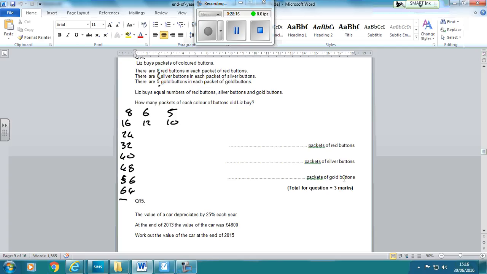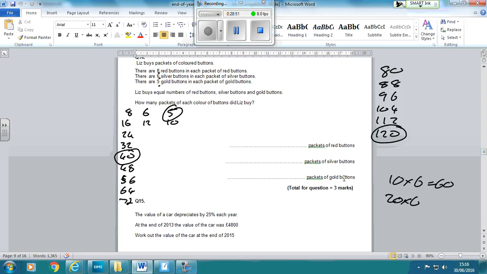56, 64, 72, 80. Now, 5, I mean, it's probably best to think about the 5. 5 goes into anything with a 5 on the end or a 0 on the end. 5 goes into 40, but 6 doesn't go into 40. 5 goes into 80, but 6 doesn't go into 80. So we're going to keep going. So 88, 96, 104, 112, 120. Okay, so 5 goes into 120. 6 goes into 120 as well. Because 10 lots of 6 equals 60. So 20 lots of 6 equals 120.